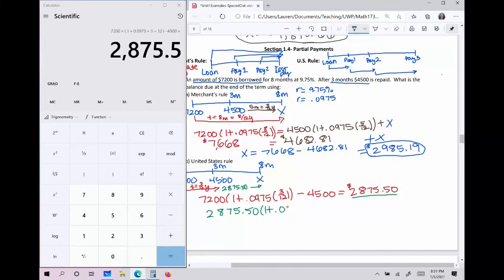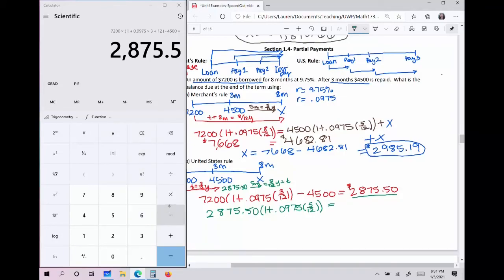1 plus 0.0975 times, and then now we have to figure out our T. So just like what we did up here when we went from 3 months to 8 months, we said that was 5 months. So that means T is going to be 5/12 of a year. So pop that in our equation. And then we should be done because it's been moved. Now in a lot of the exercises in the textbook, you're going to have an extra step because there'll be 2 partial payments and then 1 more, just to help you think it through and help you get the rhythm of it. But this is the idea.